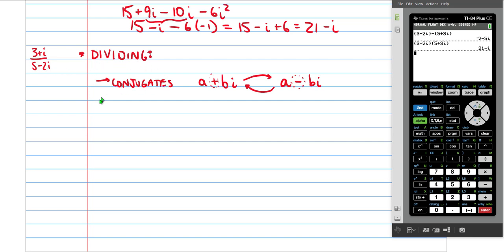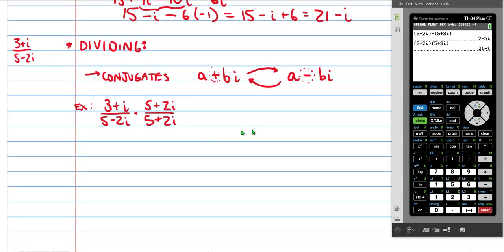And indeed we use complex conjugates to divide complex numbers as follows. So we've got 3 plus i over 5 minus 2i. What I'm going to do, and you'll see in a moment why I'm doing this, I'm going to multiply both numerator and denominator by 5 plus 2i, which is, again, the conjugate of the denominator.